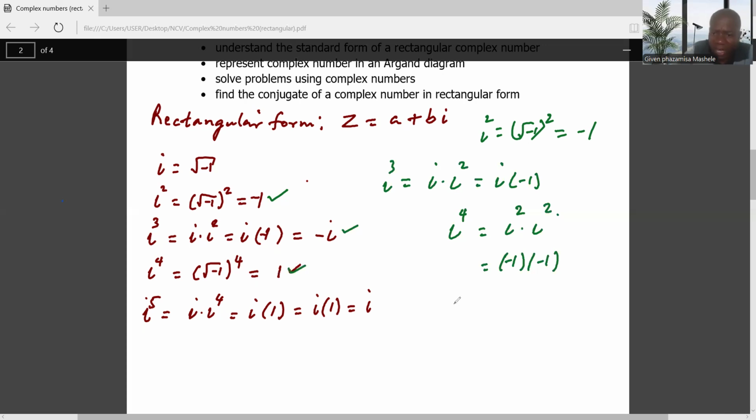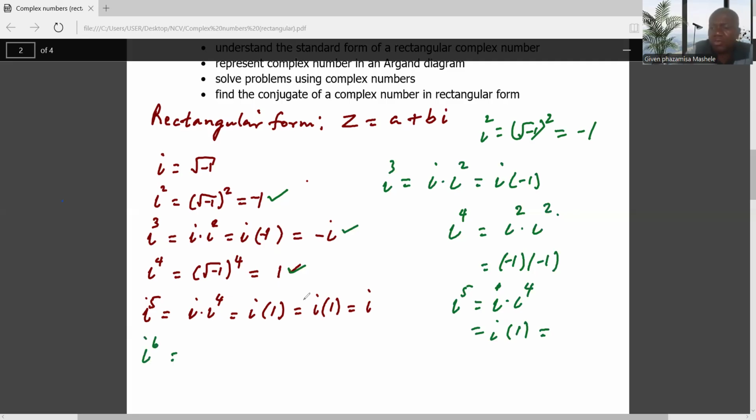And how about i to the power of 5? i to the power of 5 is i to the power of 1 multiplied by i to the power of 4. And we know that i to the power of 4 is just 1. So it means this will give us i. So how about i to the power of 6?